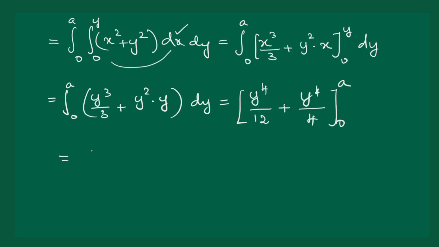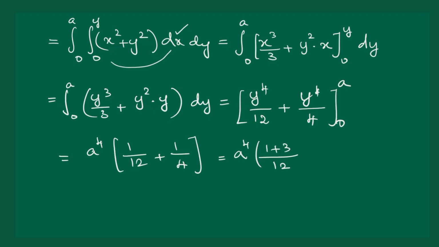So now putting the limit here, a power 4 we can take as a common term, so 1 by 12 plus 1 by 4. So the answer is what? 3. So 4, 12 is the LCM, a power 4. So 1 plus 3 by 12. So the answer is a power 4 divided by 3. So this is what we are getting by changing the order of integration.